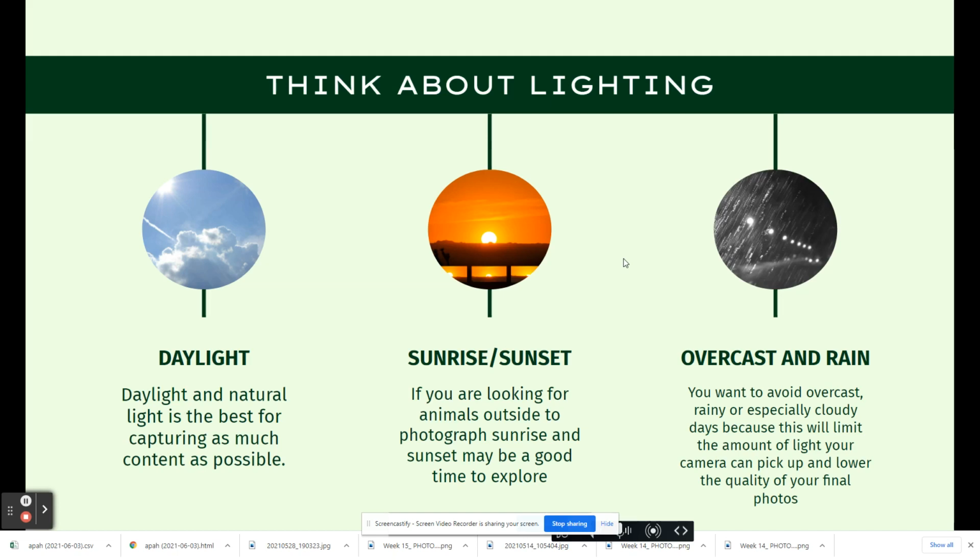If it's overcast or rainy, it's not a good idea to take pictures inside or outside because the artificial light won't capture as good of a quality of image, especially outside, right? You're not going to have enough light to do it. You could always try to use the flash, but it's probably not the ideal situation regardless. So if it's too overcast, too cloudy, or rainy, it may not be the best situation as far as lighting.